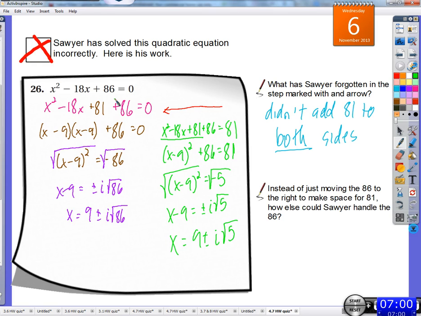But the way you should do it is the way that made the most sense to you. If you like to scooch things over like Sawyer does, or you like to subtract 86, or you like to subtract 5 from both sides like Amy does, whatever you think makes the most sense, you should do it, and do it every time. So, lots of different ways. Subtract 5 from both sides, I'm going to shorthand this. Subtract 86 from both sides. Split up 86 into 81 plus 5. Do whatever makes sense.